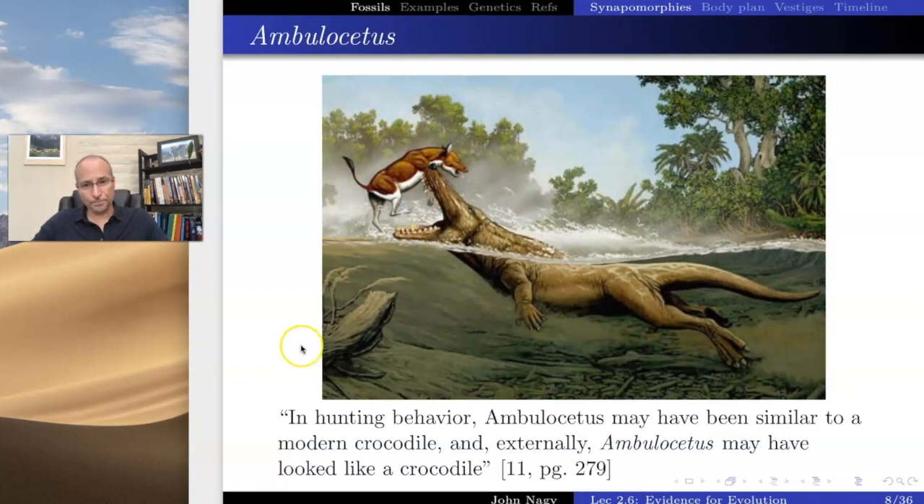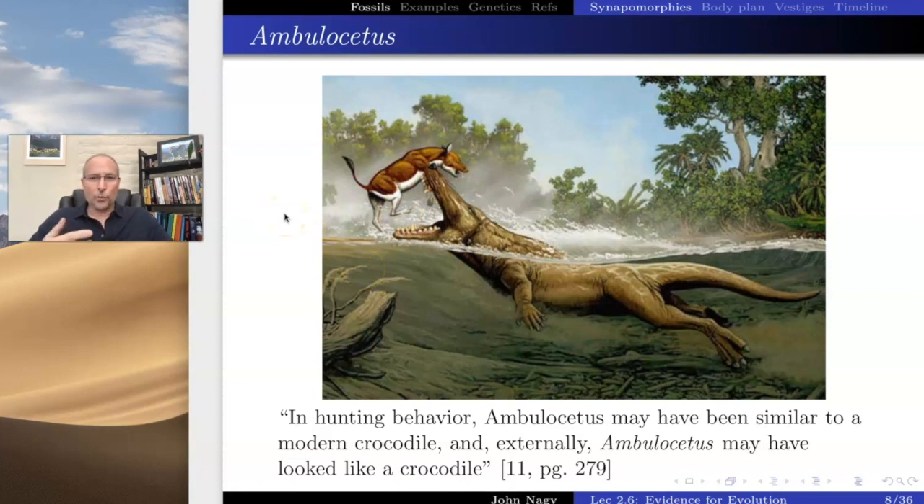How did it make its living? Well, we said it looked like a crocodile. So in hunting behavior, Ambulocetus may have been similar to a modern crocodile, and externally, Ambulocetus may have looked like a crocodile. So here's a reconstruction of it, sort of sitting around as what we call an ambush predator. It lies there like a crocodile would, floating in the water, trying to make creatures think it's some kind of log. And then this little Hyracotherium, which is an early horse, gets too close to the water, and then boom, it gets snapped up by this guy.